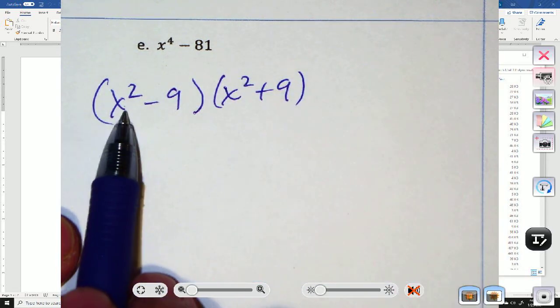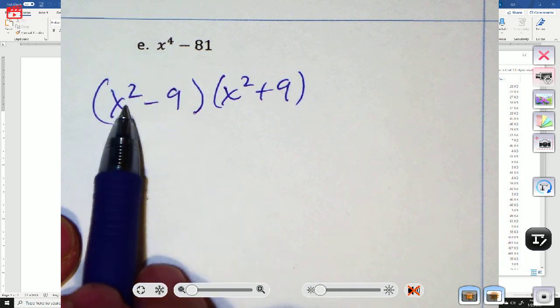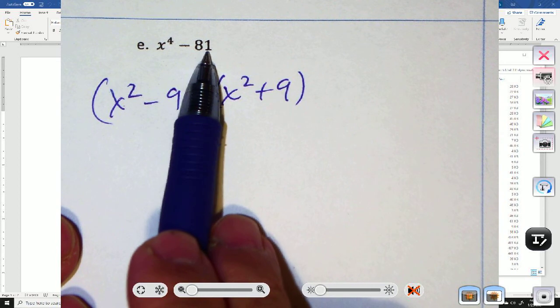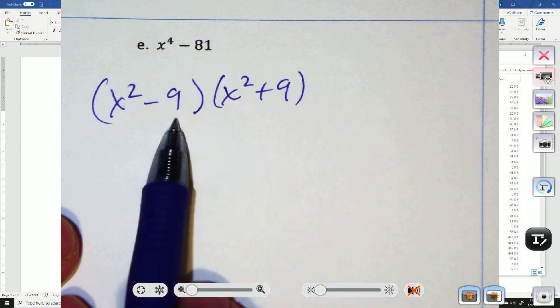Half of 4 is 2. That's the square root of x to the 4th. You just halve the exponent. Square root of 81 is 9. So it's x squared minus 9, x squared plus 9.